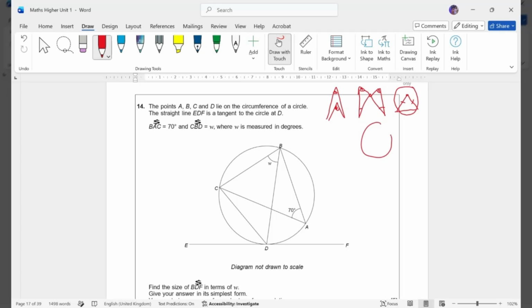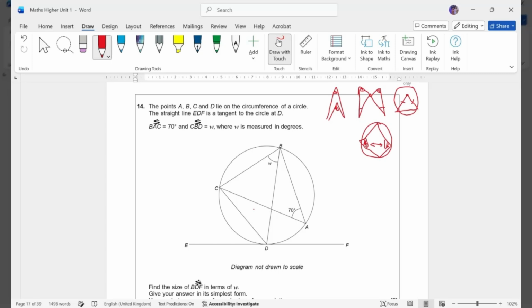We also looked at the cyclic quadrilateral, where you've got a four-sided shape, and the opposite angles in the four-sided shape add up to 180. Okay, this is the A and A star one. The A and A star one is really tricky. It's called the alternate segment theorem, right?